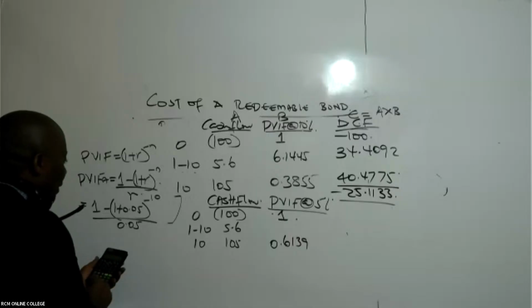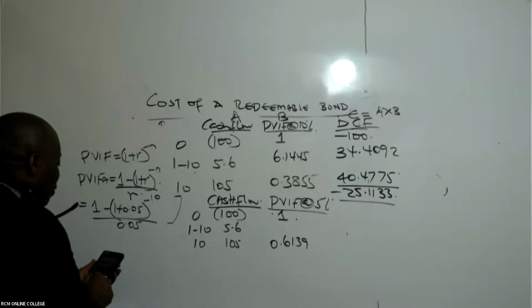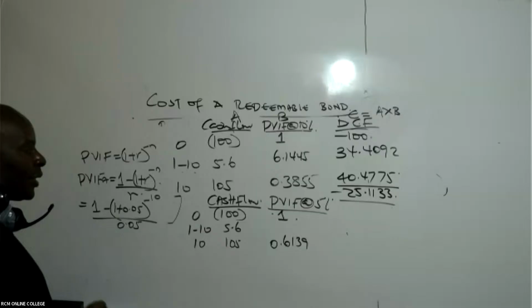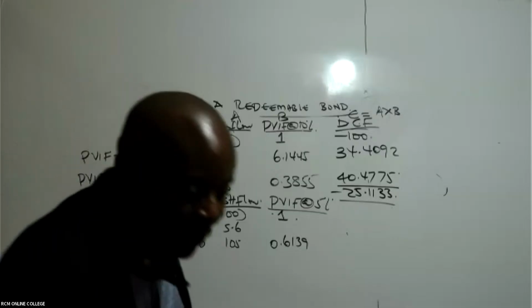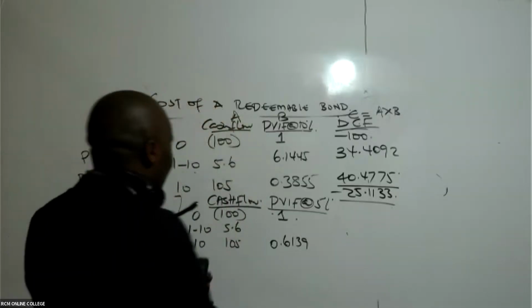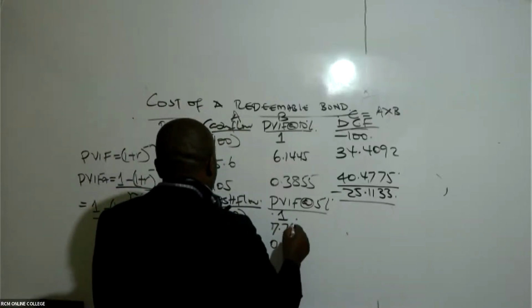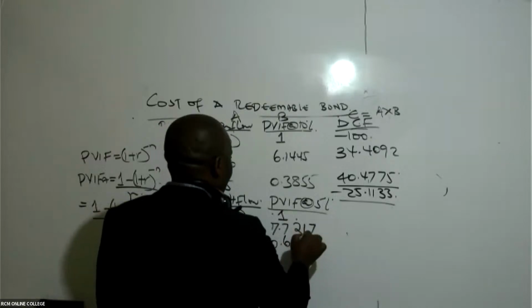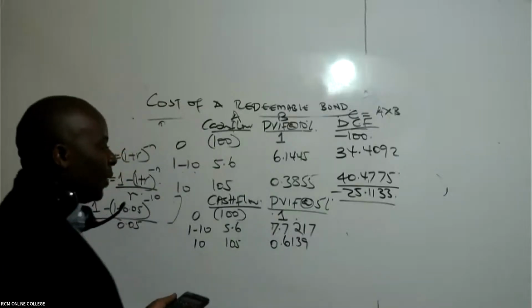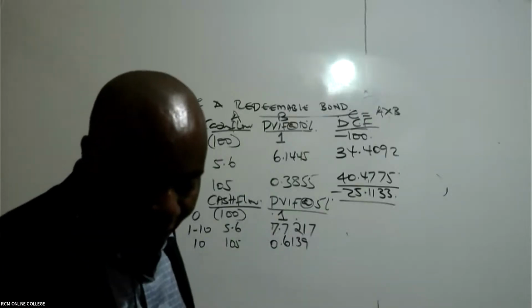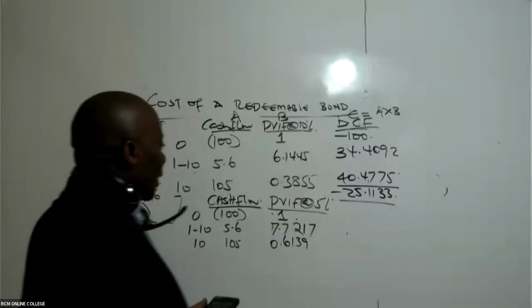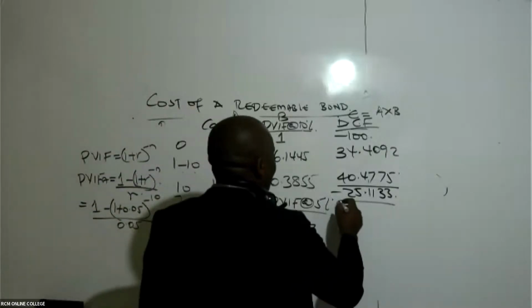I say equals. Whatever I get, I say divide by 0.05. Is there somebody who's getting 7.7 something? PV4 is 7.72117. So then please go ahead and give me the discounted cash flows before I answer accurately.